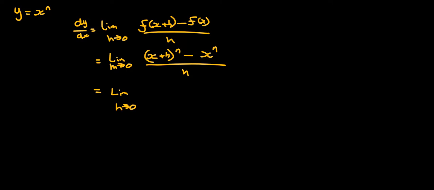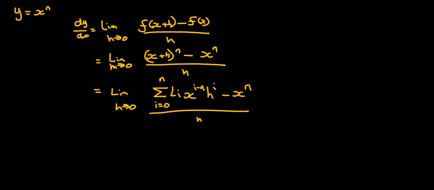So you should be able to recognize this. This is use the binomial to expand that. We start at i equals 0, we go to n, we've got n choose i, x to the n minus i, and h to the i, minus x to the n, all over h. Then limit h to 0. Let's compute the first two parts of that summation.